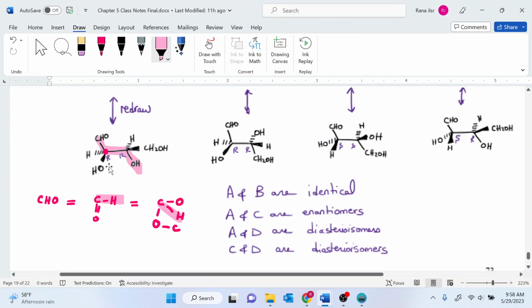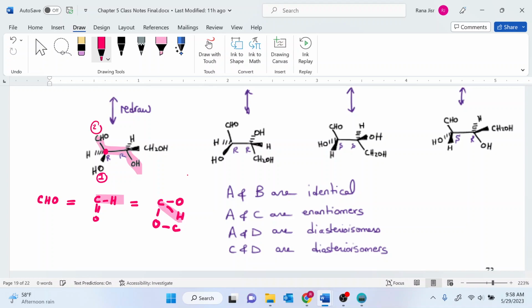So if I am looking at the priorities, definitely the OH is going to be priority number one. Now between the CHO and the CO, here it's one O, and here it's a C which is connected to two O's. So this is going to be priority two, this is going to be priority three, and that is going to be priority four. And I am going by one, two, and three. I did not switch any groups because my lowest priority is at the back. So this is going to be an R configuration, and it stays an R configuration.